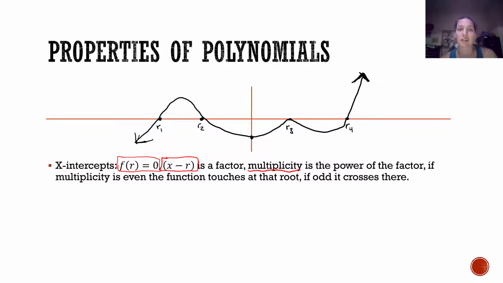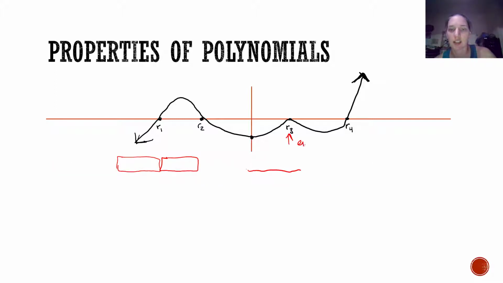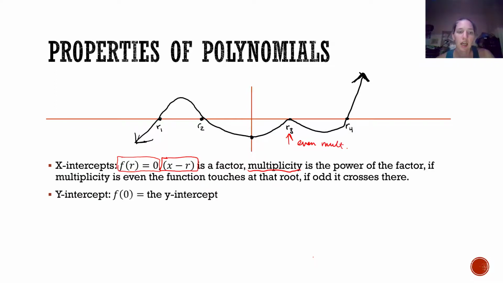It's essentially the number of times that that's a root. If the multiplicity is even, then the function touches at that root. So this has an even multiplicity, and if it's odd, it crosses. So the other three have odd multiplicities. The y-intercept is f of 0. This would be your y-intercept here.